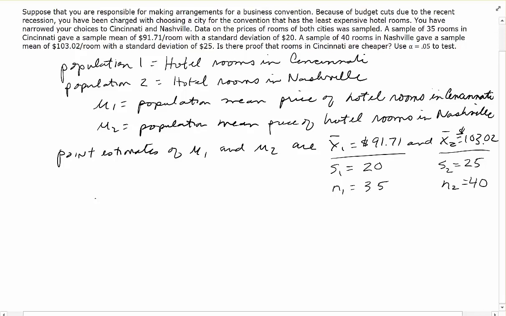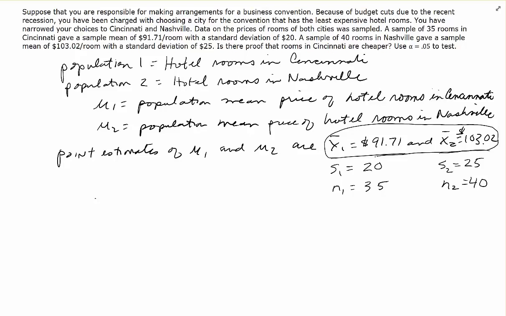Now, what I'm interested in doing is to try to see if this sample evidence, this $91.71 and $103.02, is strong enough evidence to say that mu1 is less than mu2, that the average price of hotel rooms in Cincinnati is less than the average price of hotel rooms in Nashville. Is my sample evidence strong enough to conclude that? I'm going to have to run a hypothesis test to do it.